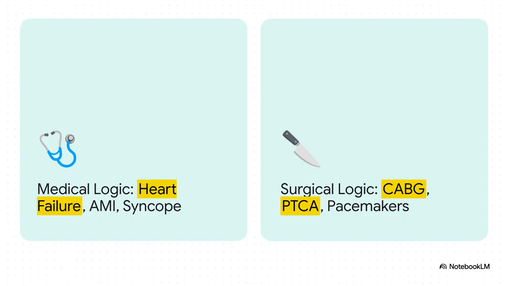So MDC05 is an absolute revenue powerhouse, but you have to remember that it's entirely dependent on the principal diagnosis: the condition established after study to be chiefly responsible for occasioning the admission. Once that diagnosis lands a case in MDC05, the MS-DRG grouper splits it into two buckets, surgical or medical. Significant OR procedures like a CABG or a PTCA go straight to surgery. But in today's explainer, we're focusing strictly on the medical side. We're talking about treating conditions like heart failure, AMIs, and syncope with medicine and monitoring.